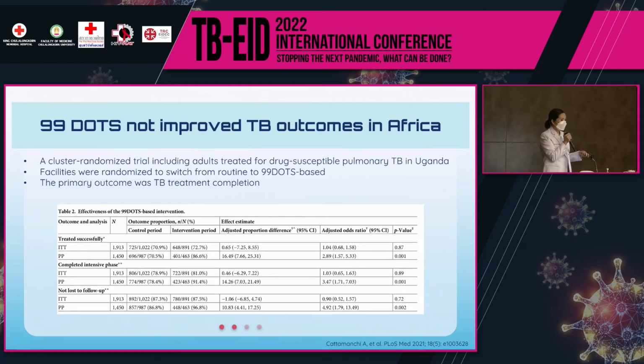However, this is the latest study, after COVID-19, that showed 99DOTS did not improve TB outcome in Africa. This is a cluster randomized trial including adults with drug-susceptible pulmonary TB in Uganda. Facilities or clusters were randomized to the control group or the intervention group, which used the 99DOTS-based intervention. The outcome is treatment completion and treatment success in the intention-to-treat analysis.